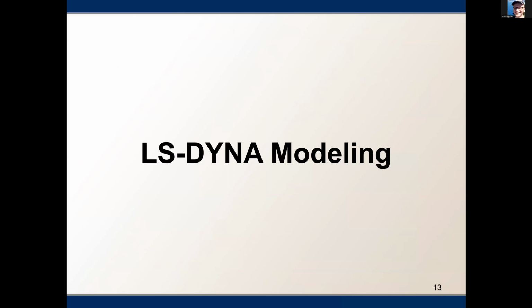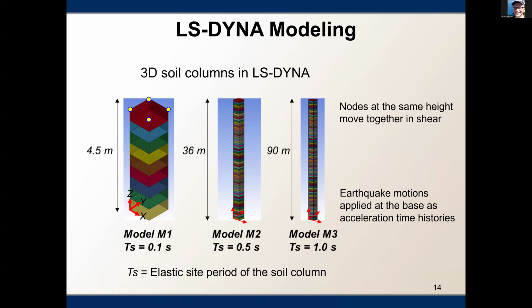So moving on, I will describe some details about the LS-DYNA modeling. I created 3D soil column models in LS-DYNA. I used 3 models. The first model, M1, had a height of 4.5 meters and an elastic site period of around 0.1 seconds. Model M2 had a height of 36 meters and a period of around 0.5 seconds, and model M3 had a height of 90 meters and a period of 1 second.